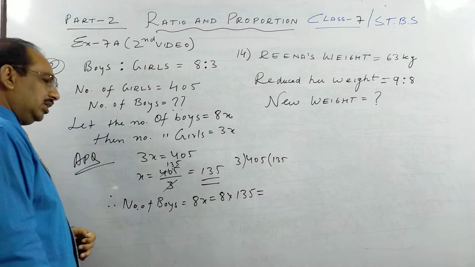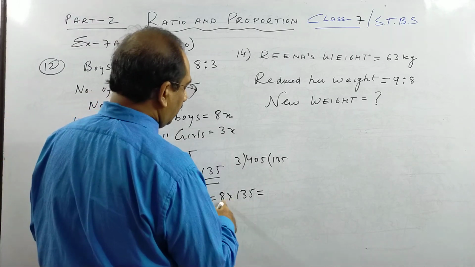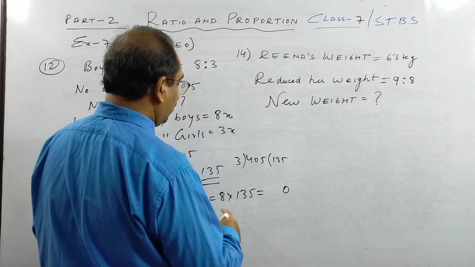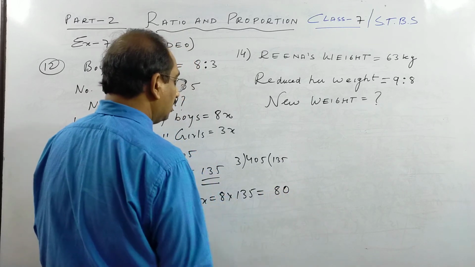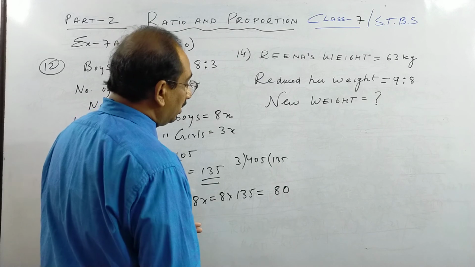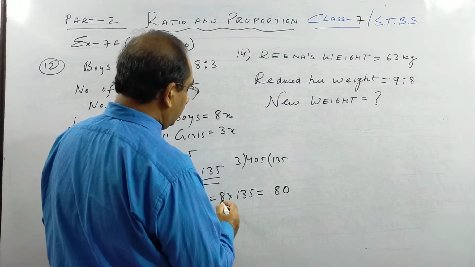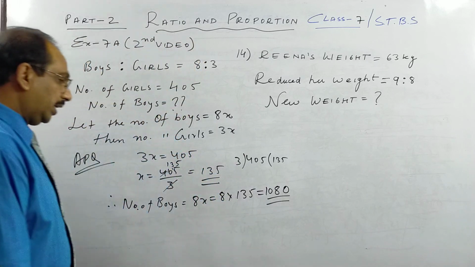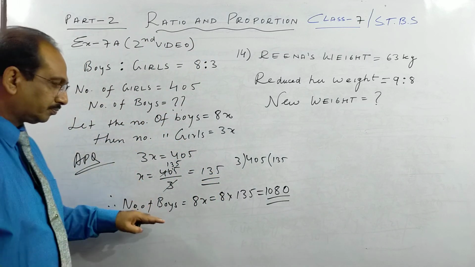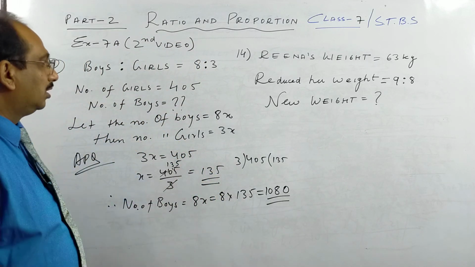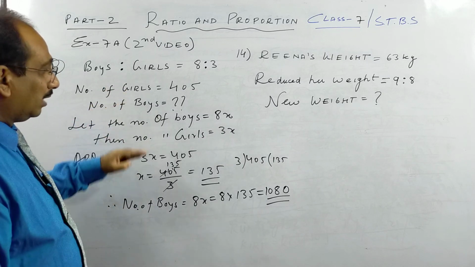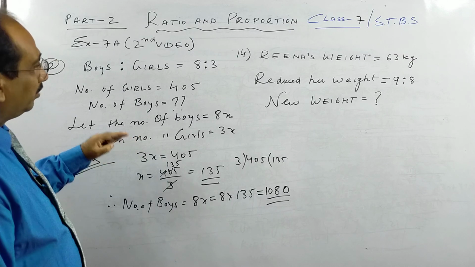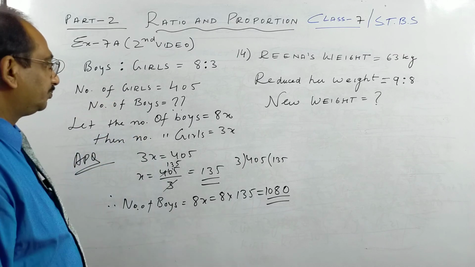If you multiply this, I think you will get: 8 5s are 40, 8 3s are 24 plus 4, 8, 2 carried, 8 1s are 8 and 2, 10. So 1080 is the number of boys. Children, this sum can be done by the method of proportion also.